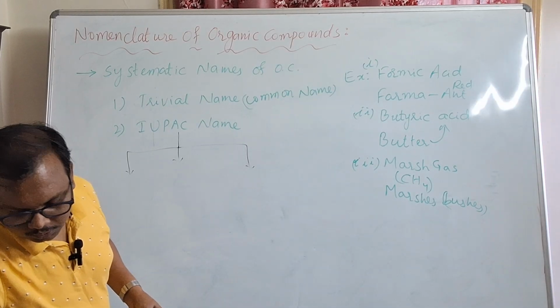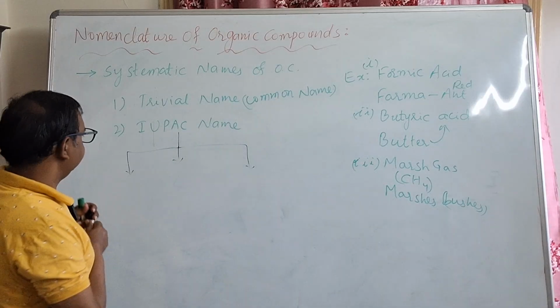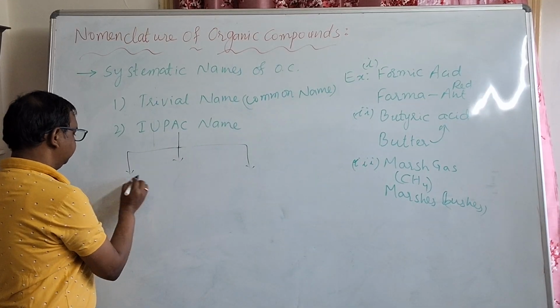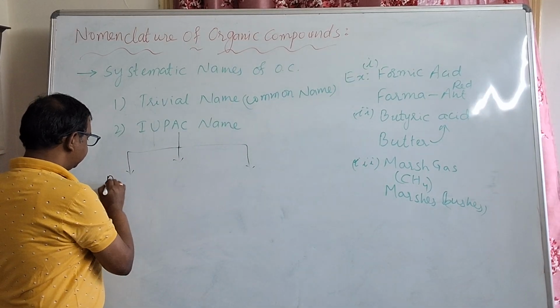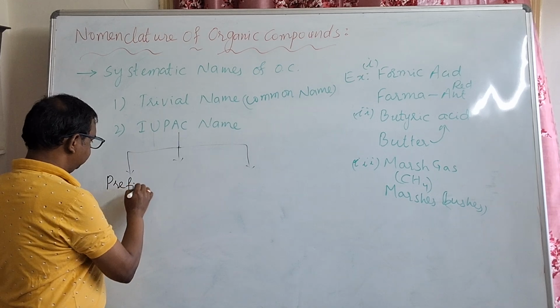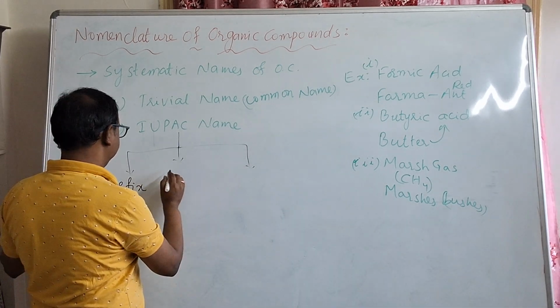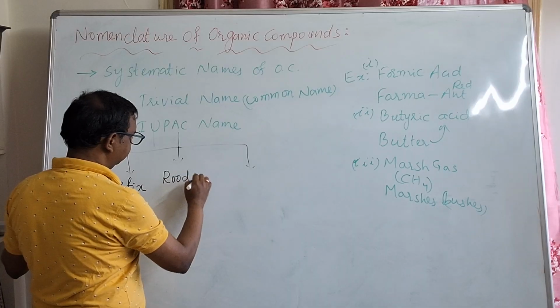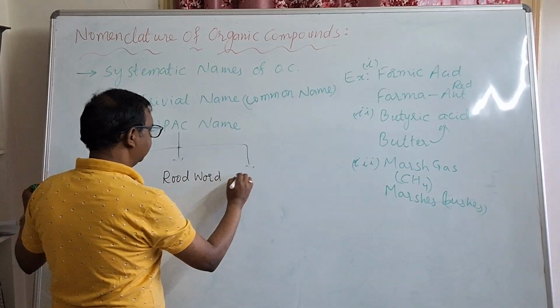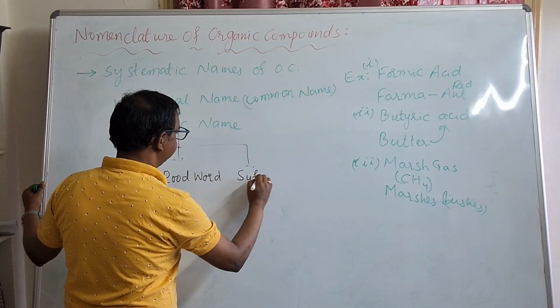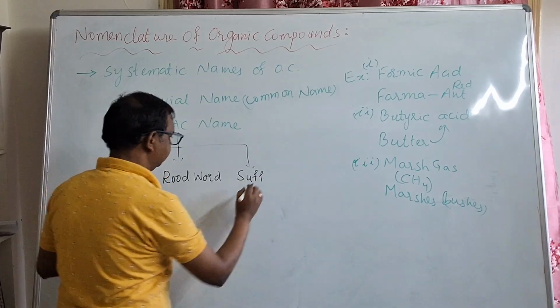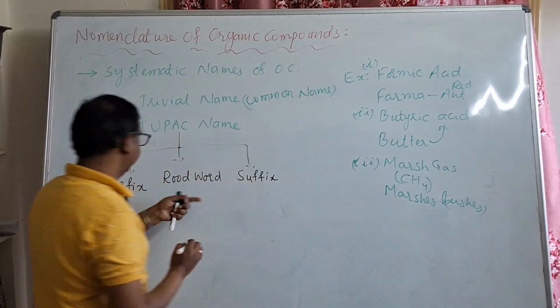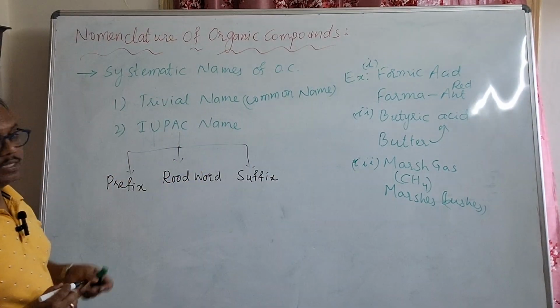I am going to write that. You can observe: the first part is prefix, the second part is root word, and the third one is suffix. These are the three parts the IUPAC system contains.